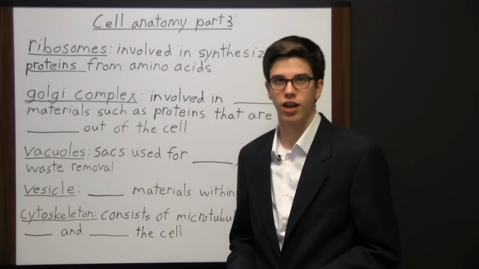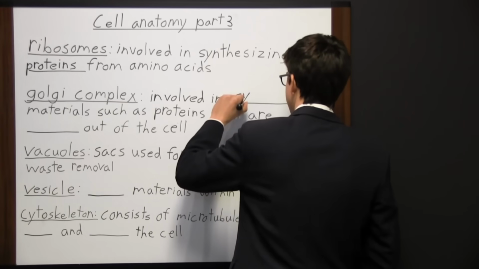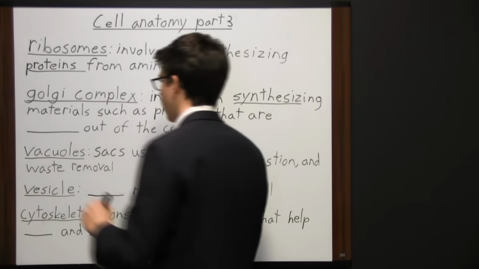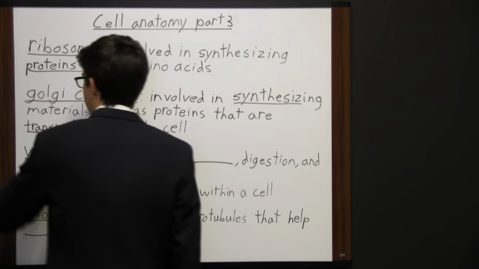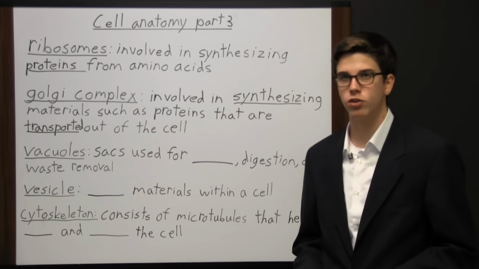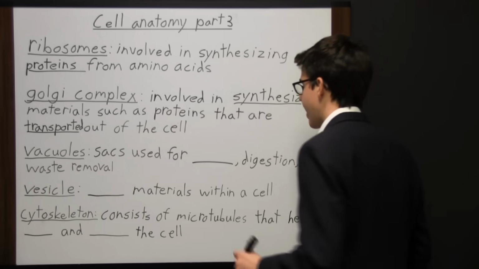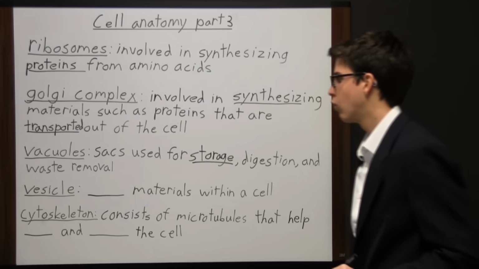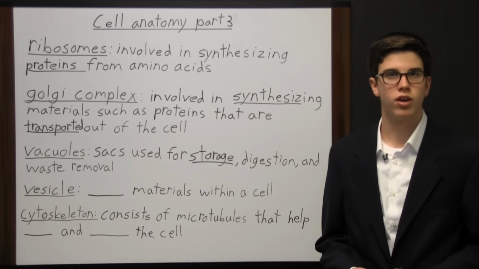And then we have the Golgi complex, which can also be called the Golgi apparatus. And this is involved in synthesizing materials such as proteins that are transported out of the cell. Now, the Golgi complex is located near the nucleus and consists of layers of membranes. And then we have vacuoles, which are basically sacs used for things like storage, digestion, and waste removal.